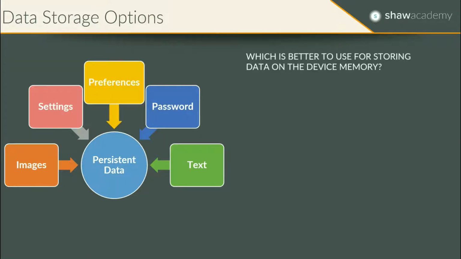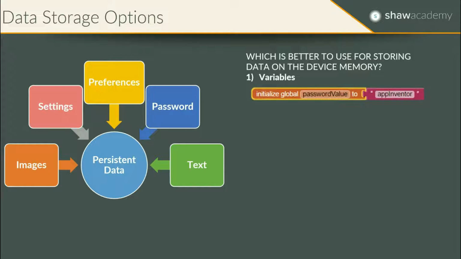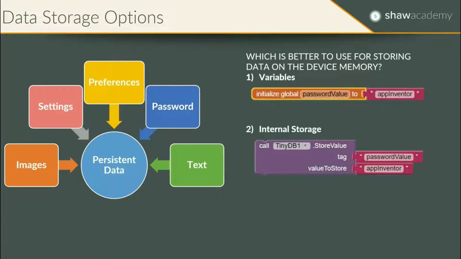So which is better to use for storing data on the device memory? Variables or internal storage? I'm sure you will get this question no problem at all. Shared preferences are the most limited. That would be correct, Emmanuel. Shared preferences would be the most limited.